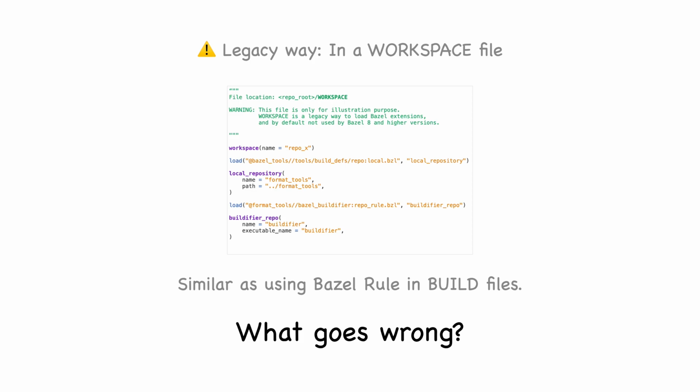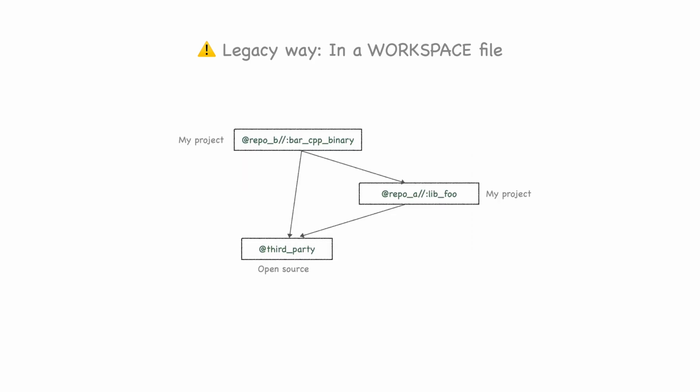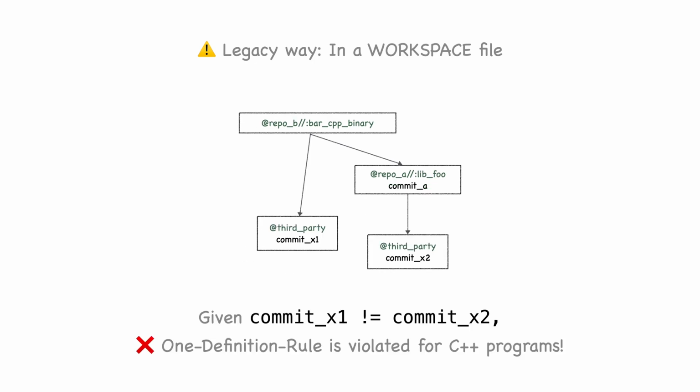So what actually goes wrong with the WORKSPACE file? Let's look at the dependency graph of three repos. Repo B produces a C++ binary. Repo A produces a library which will be used by Repo B, and both Repo B and Repo A use a third-party external dependency. Now the problem is, when we want to build an executable from Repo B, what happens if the commit x1 is not equal to x2?